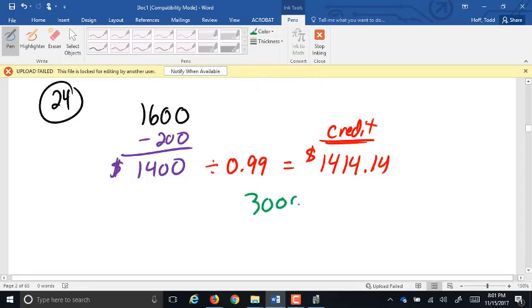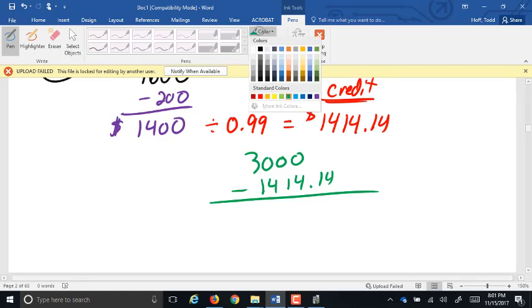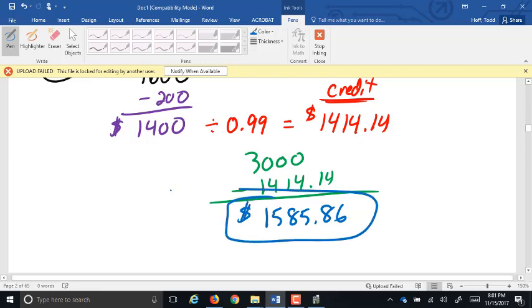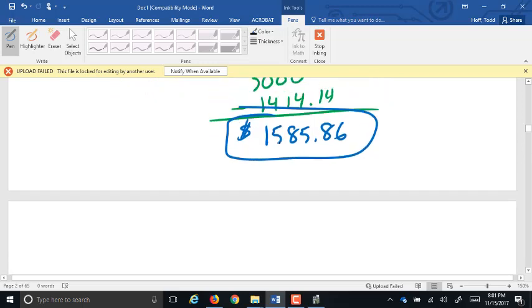So we take the invoice of $3,000. We subtract that credit of $1,414.14, and we get $1,585.86. Questions there? 28 is the next one I knew was going to come up.